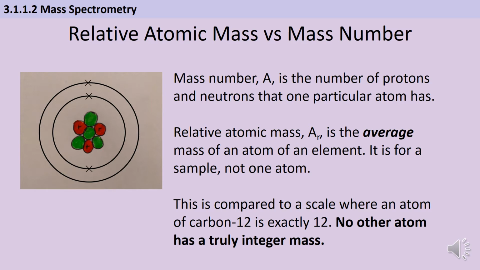Relative atomic mass is probably not going to be an integer, in fact basically never, because it's an average mass of the atoms of an element in a particular sample. And so if that element has more than one isotope, then you're not going to have an integer because you're going to have some atoms that weigh a certain amount and some atoms that weigh a different amount. And in all instances, this is compared to a scale where an atom of carbon-12 has a mass of exactly 12, and no other atom has got a truly integer mass.